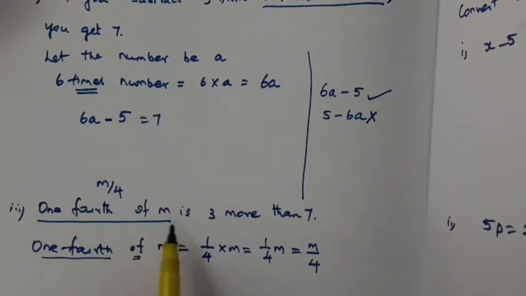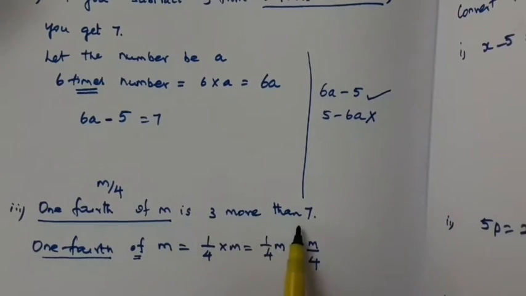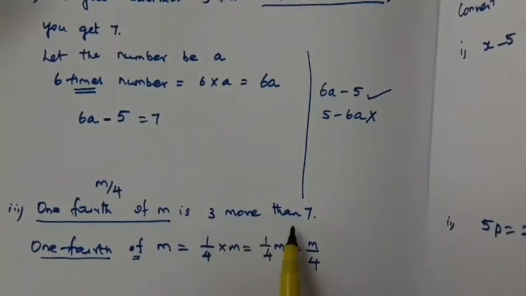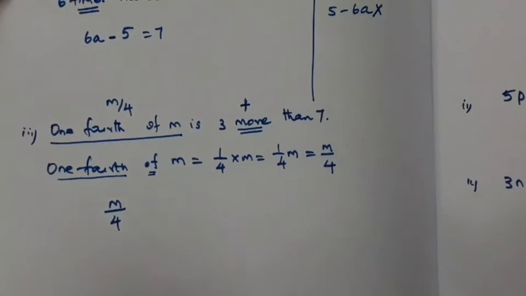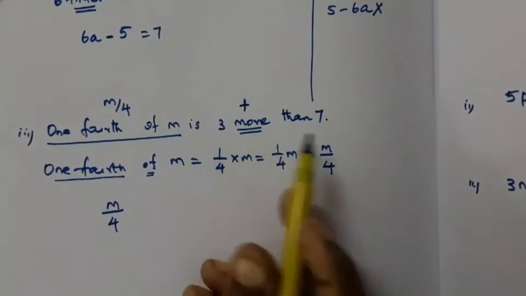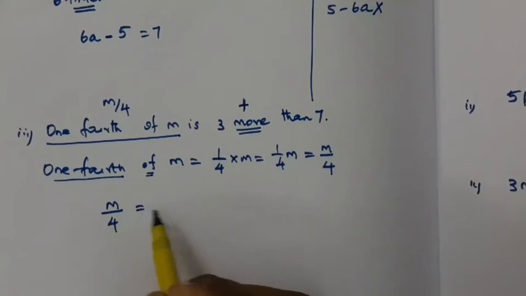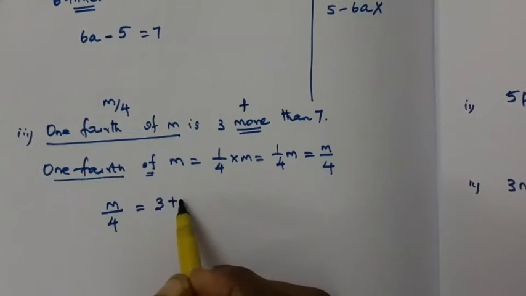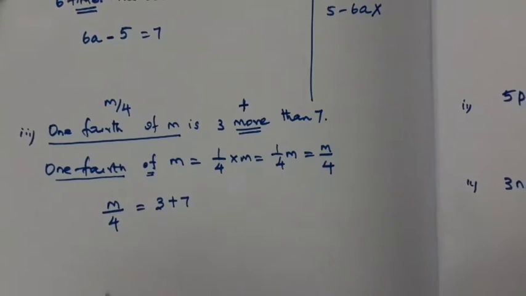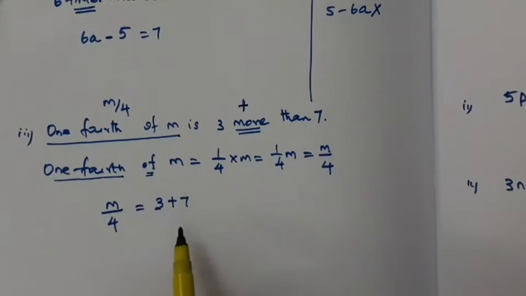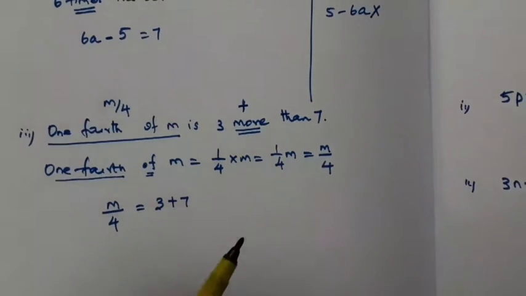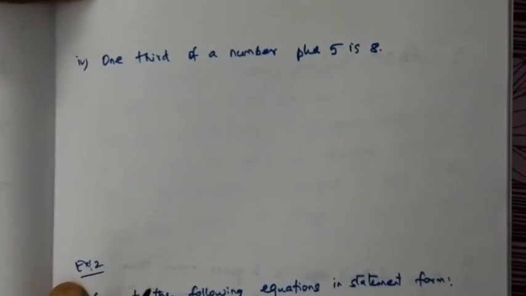1/4 of m is 3 more than 7. What is 3 more than 7? Whenever you have more, remember that you have to add. So m by 4 is 3 more than 7, which is m by 4 is 3 plus 7. Okay, you can say either m by 4 is 7 more than 3 or m by 4 is 3 more than 7. In both ways you can write this equation. This is simple to write.